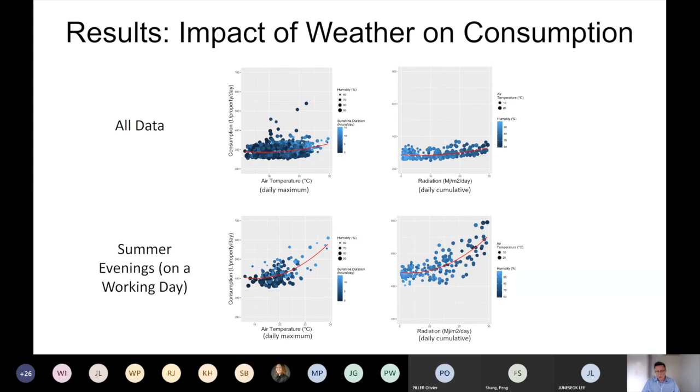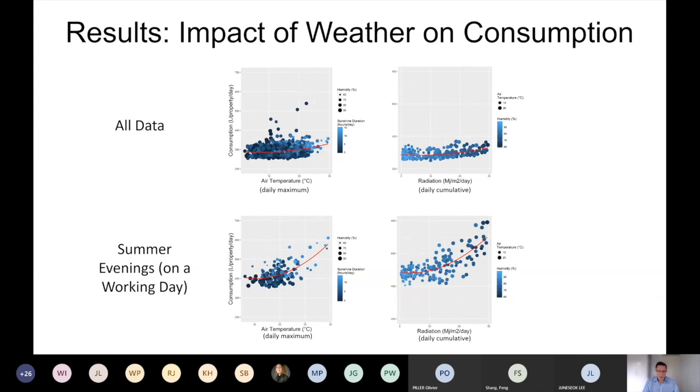This impact is a little bit more pronounced on summer evenings. So basically during peak time, water consumption, probably because people use more water for gardening, possibly for showering as well. But again, this is UK climate. This impact of weather on consumption is relatively moderate.